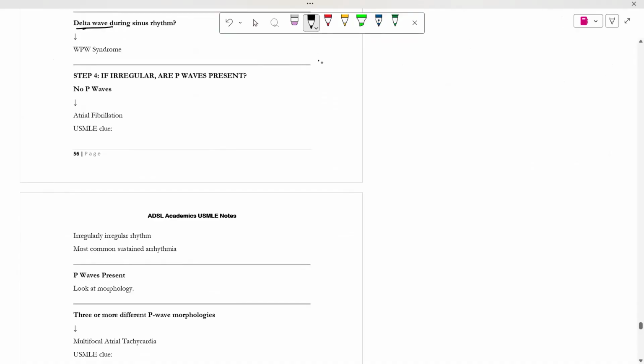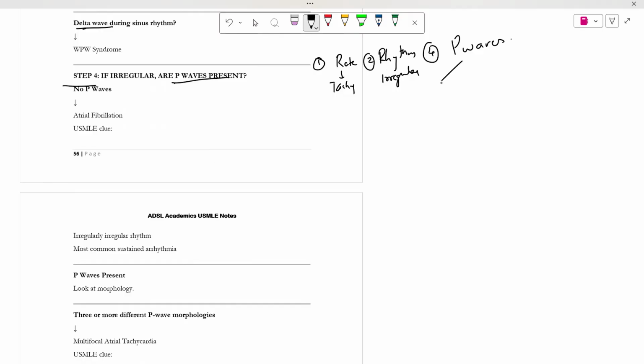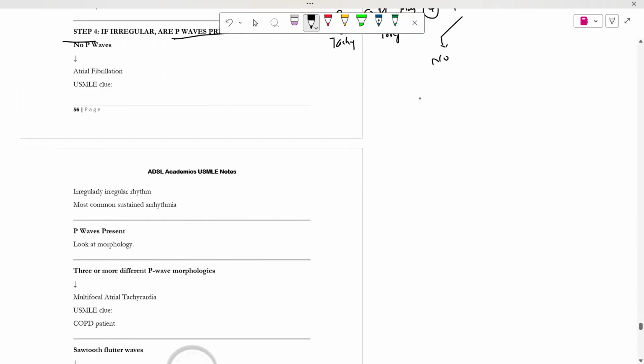Now, let us come to how we came to the fourth question. First we said rate. Rate was tachycardia. The second question we asked was rhythm. Rhythm was irregular. So that is why we came to the fourth question. And the fourth question was, are P waves present? Again, we are asking about P waves, are they present? So if there are no P waves present, then you are probably dealing with atrial fibrillation.